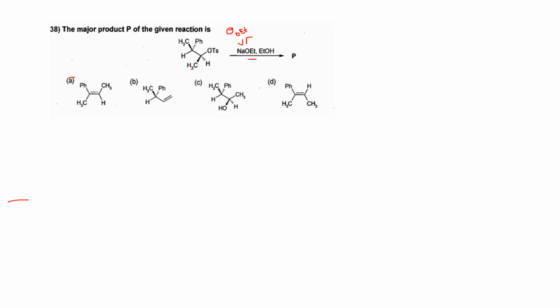So you can see this OTs is anti to this H. OTs is the leaving group, and this H is anti to this OTs. So it will take place through E2 elimination. So after that the product will be, let's just try to draw this as it is for your simplicity.